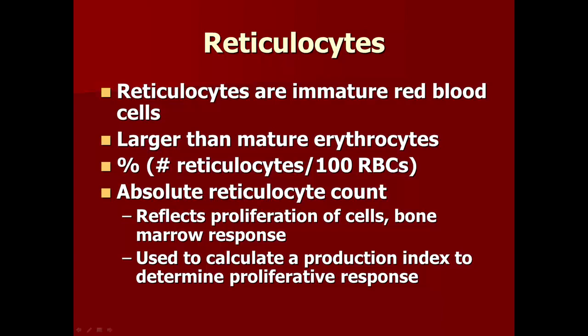Now, you can also do an absolute reticulocyte count. I'm not going to spend a lot of time here because I think we use the reticulocytes a little bit more, but that absolute count tells us more about the proliferation and the bone marrow response. And we can actually use that to identify other parameters. This is what a hematologist really gets into. For our purposes, I want you to have the core concept of reticulocytes and the importance of not having too many in the circulation.